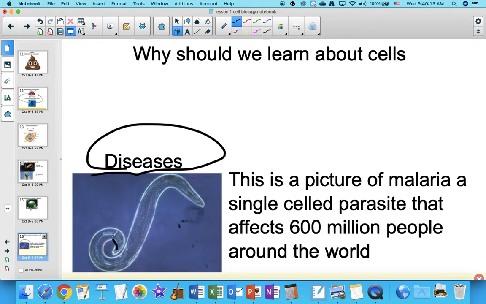One of the deadliest diseases in the world is malaria. This is what the malaria parasite looks like. This affects 600 million people around the world, right? And so understanding how this little one cell living thing affects our bodies allows us to be able to treat it and allows less people to die every year from this disease.